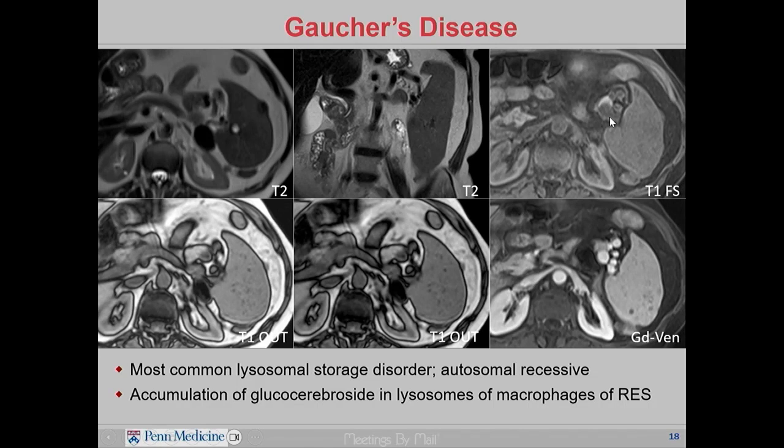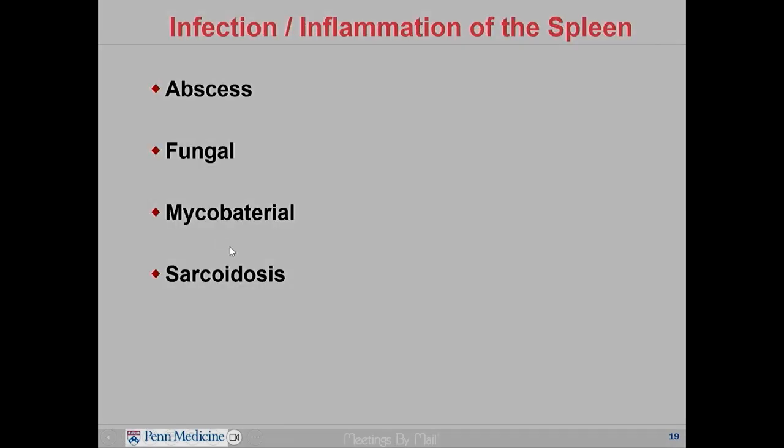Gaucher's disease typically has abnormalities in the spleen. It's the most common lysosomal storage disorder. It's autosomal recessive. And you can have a variety of appearances on the spleen. I haven't seen many of these cases. We don't have pediatrics where I work. But typically you'll have an abnormal-looking spleen with lesions that doesn't really fit into any category, but you'll typically know that there's a history of Gaucher's.